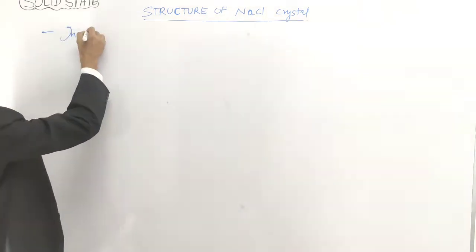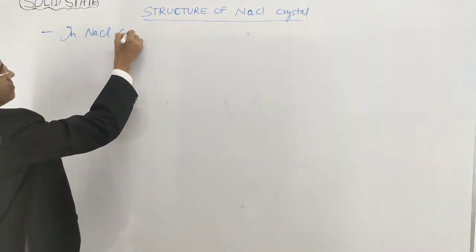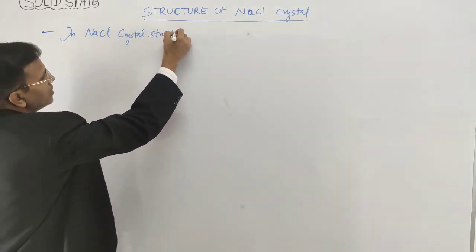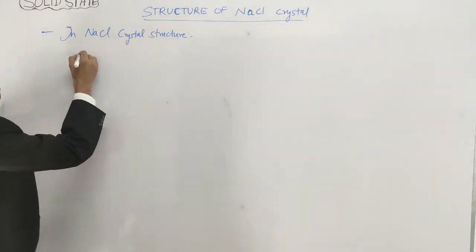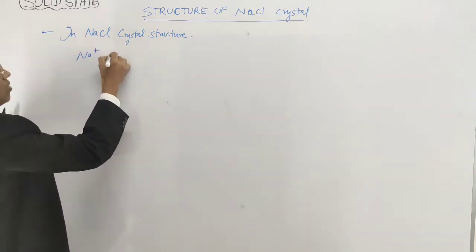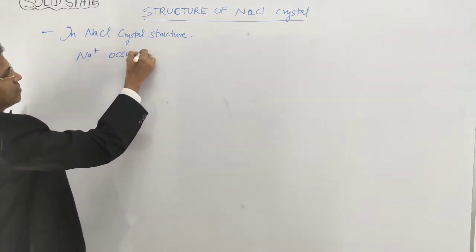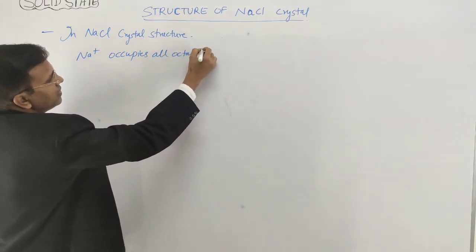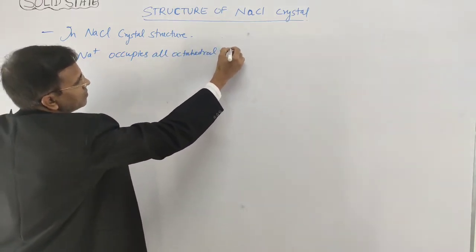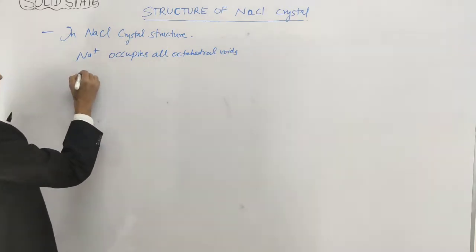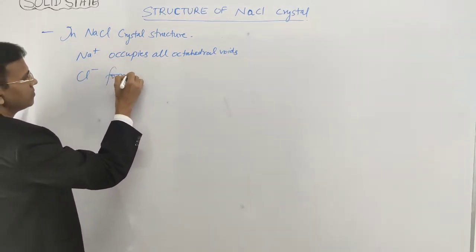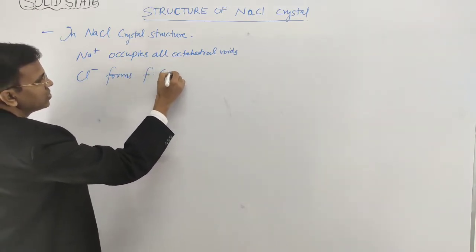In NaCl crystal structure, the Na positive occupies all octahedral voids and Cl negative forms FCC structure.